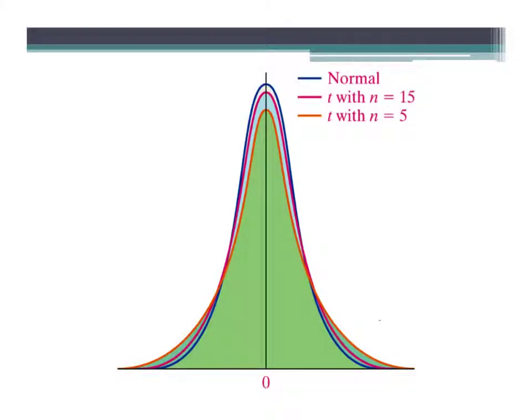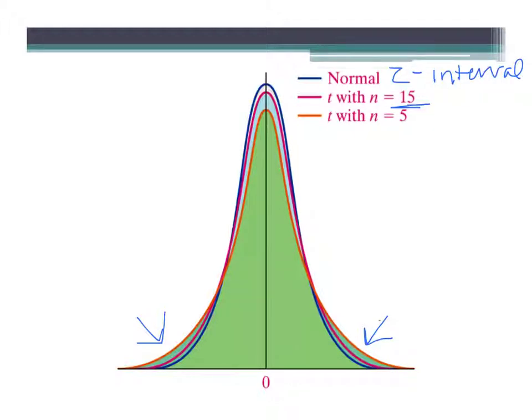Now, this graph here is an overlay of t-intervals with the normal curve, which is the z-interval. And you'll see that the orange line is with a sample size of 5, and we can see that over here in the area, the tails are much larger than they are with the normal curve, the blue line, and it's also shorter in the center. And then as we increase to n equals 15, you can see that the tails get a little bit smaller and that the top gets a little bit higher.